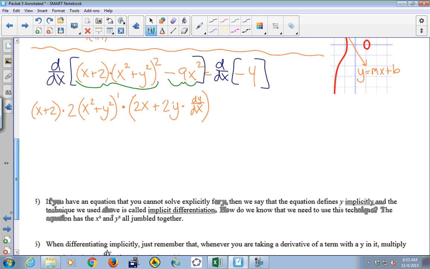All right, so back to my derivative. Not done yet. That was the first half of the product rule: the first times the derivative of the second, plus the second, x squared plus y squared squared, times the derivative of the first. What's the derivative of x plus 2? 1. Minus the derivative of 9x squared is 18x, equals d dx of -4, which is 0.